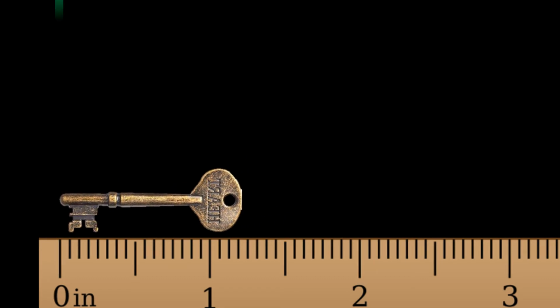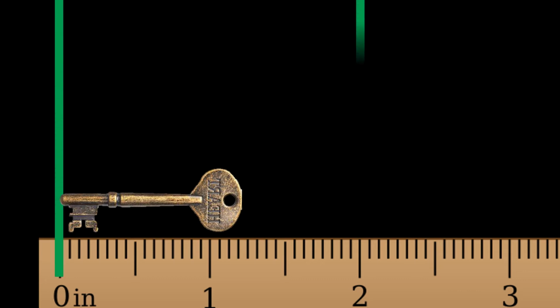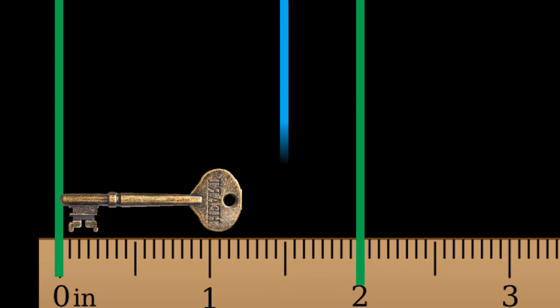Okay, and here's the key again. We have it lined up at 0. It's definitely shorter than 2 inches. And it doesn't reach the halfway point between the 1 and the 2, so we're going to say it's about 1 inch, even though it's a little bit longer.